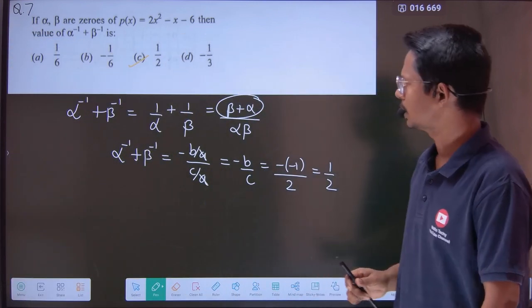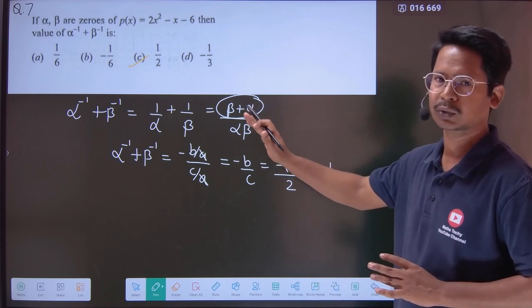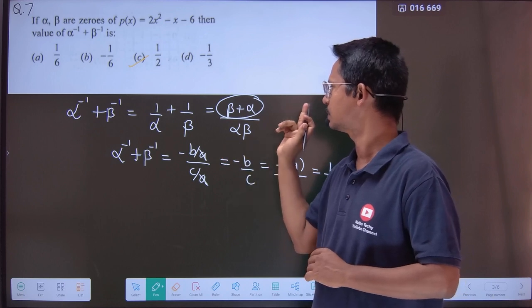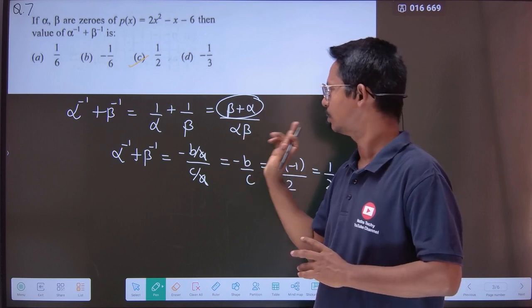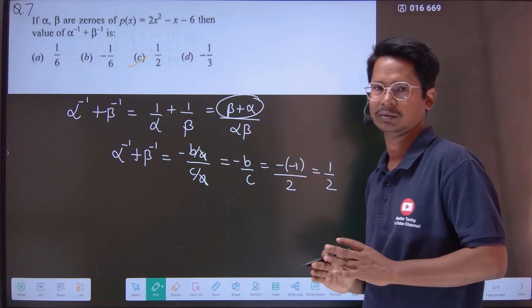So you can observe the trend that given zeros should always be expressed in terms of sum of zeros and product of zeros. In the previous question also we have done the same. Okay, next.